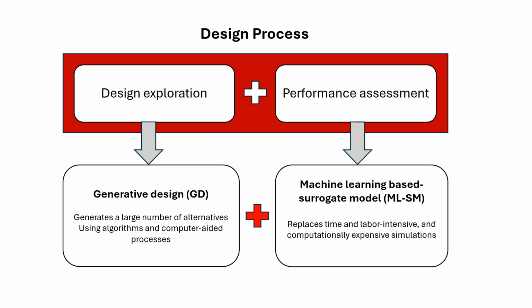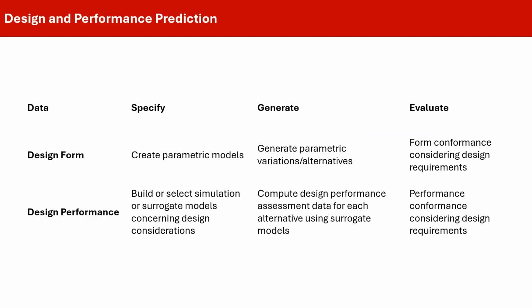Designers use a generative design approach, using algorithms and computer-aided processes to generate large design datasets. Designers also use machine learning surrogate models to replace simulations, which are computationally expensive and time-intensive processes. Through an iterative process of specify, generate, and evaluate, designers generate design forms and performance. Design forms refers to geometry-related data such as building height and window-to-wall ratio, and performance refers to energy consumption, daylighting, thermal comfort, and so on.